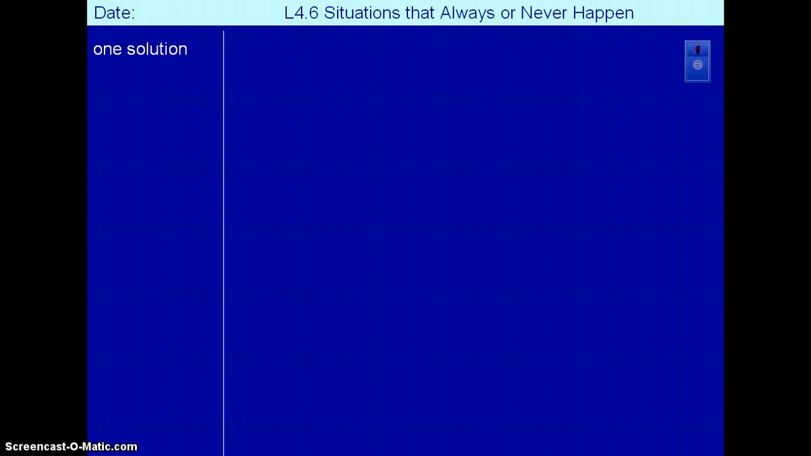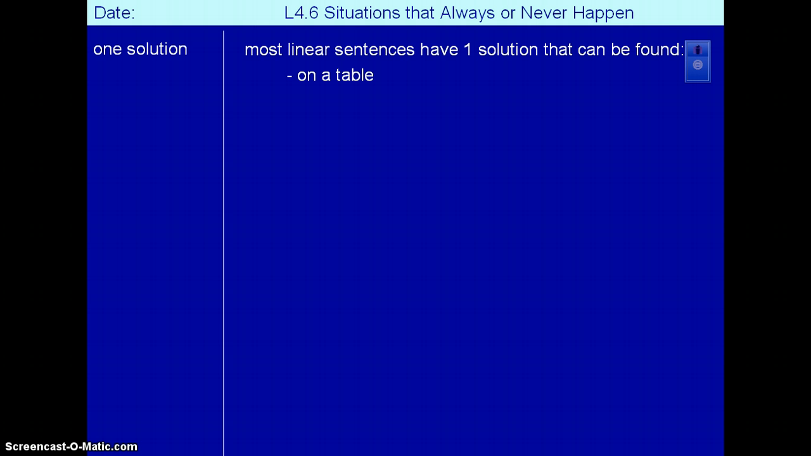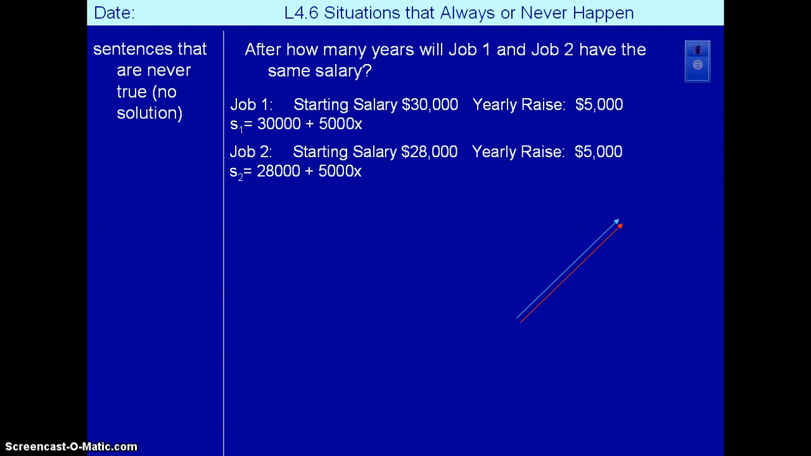Let's talk about when a situation has one solution. Most linear sentences have one solution that can be found either on a table, on a graph, or algebraically. Today we're going to take a look at a couple of representations, on a table, on a graph, and algebraically as well, but we're going to concentrate on when a situation has either no solutions or all real numbers as a solution. Never true or always true.